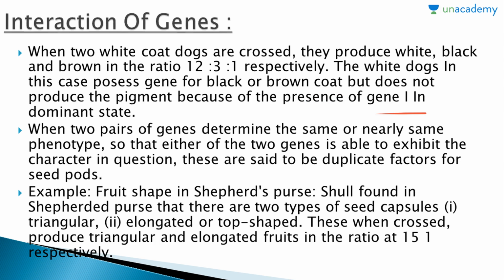Now, when two pairs of genes determine the same or nearly the same phenotype, so that either of the two genes is able to exhibit the character in question, these are said to be duplicate factors. For example, fruit shape in shepherd's purse. This is a seed capsule found in shepherd's purse. There are two types of seed capsules: the first one is triangular, and the second one is elongated or top shaped. When crossed, they produced triangular and elongated fruits in the ratio of 15:1 respectively.